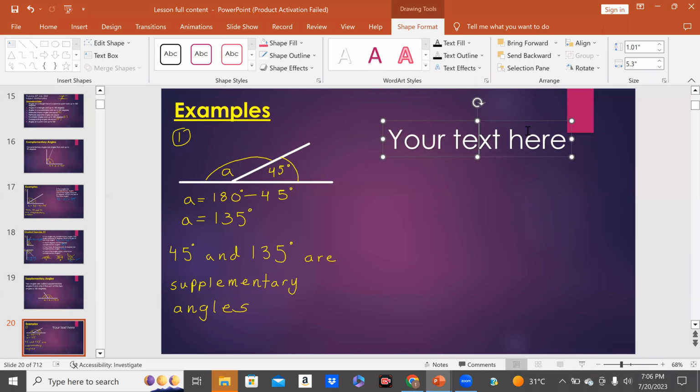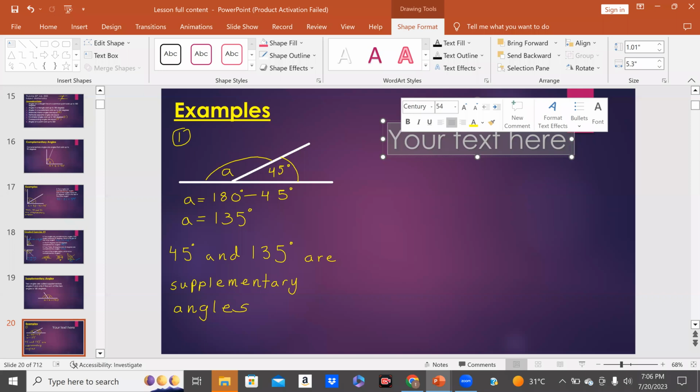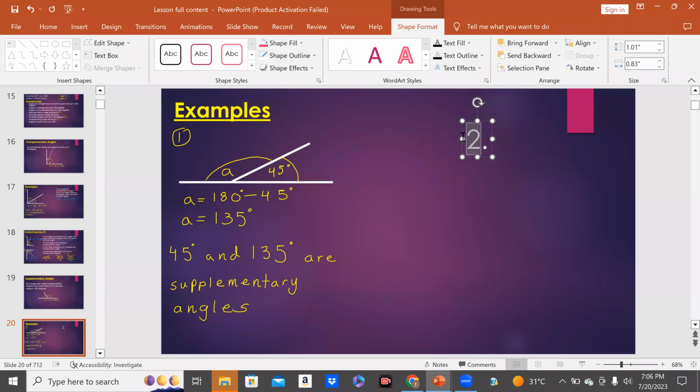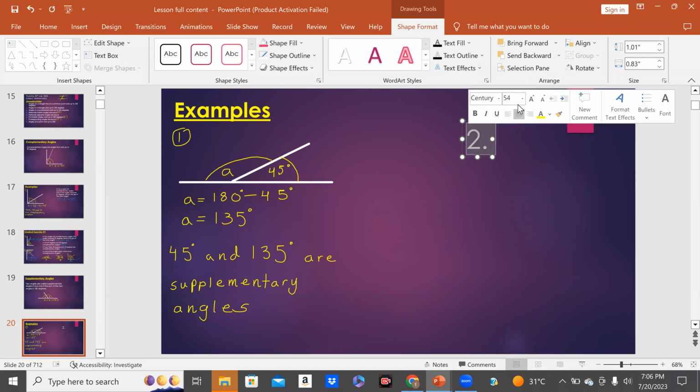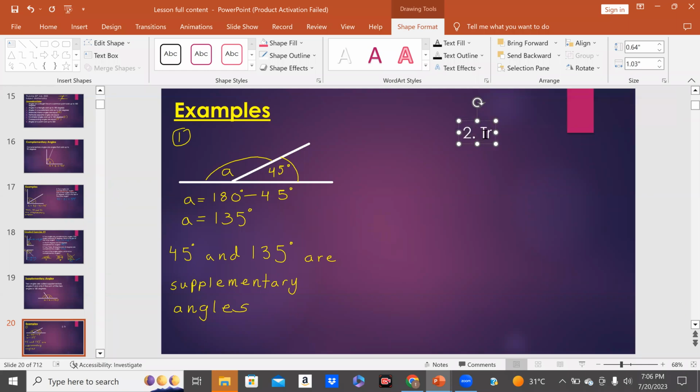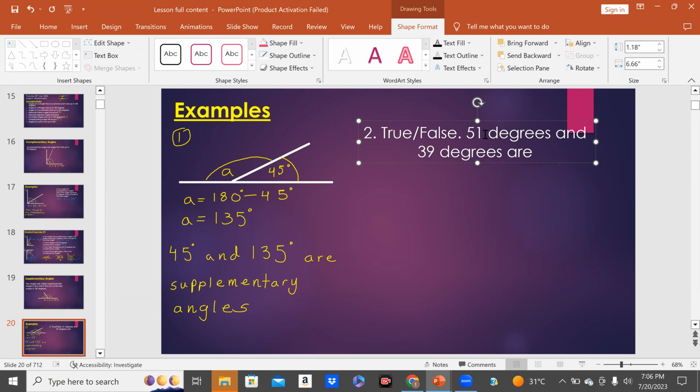Number 2. 51 degrees and 39 degrees are supplementary angles.